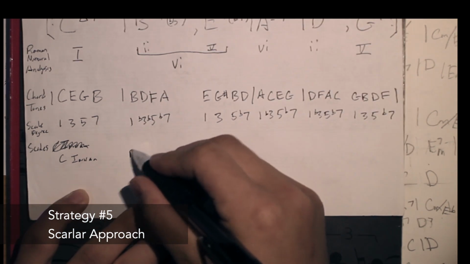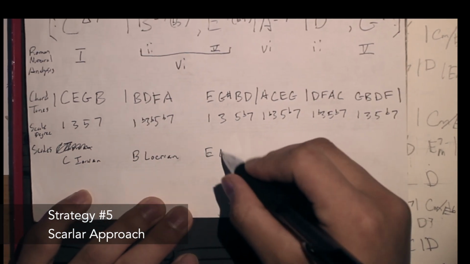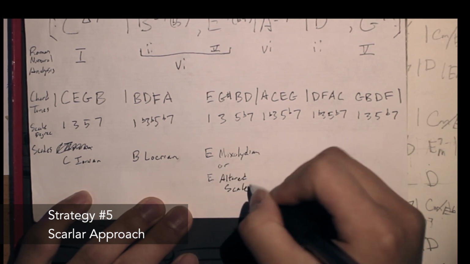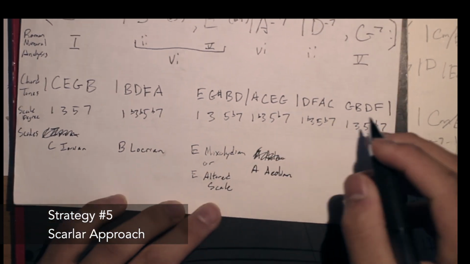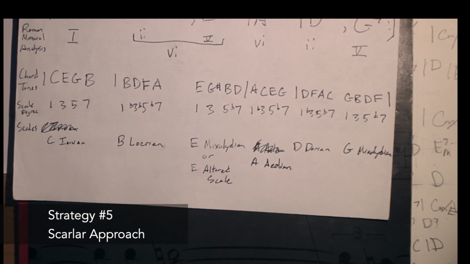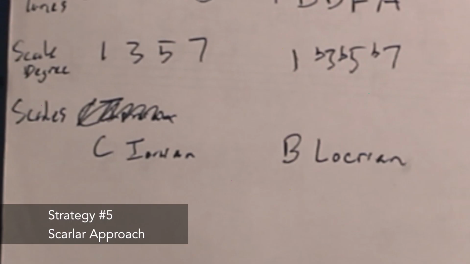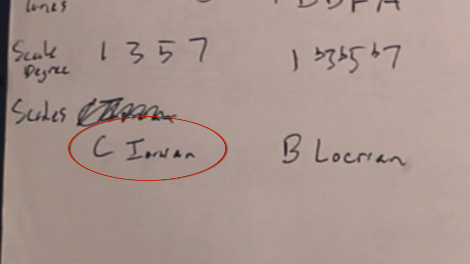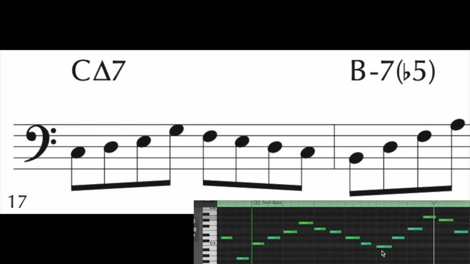And now the fifth strategy we can use is what we called a scalar approach. So what we're going to do is create bass lines based off the scales that can be played inside the chord. So for example, for that C major 7, we can use the Ionian scale to create our bass line. So another very important point is when you do this, try to make sure your bass lines lead into each other. You want your bass line from C major 7 leading into that B minor 7 flat 5, and so on and so forth. So here's what it sounds like.